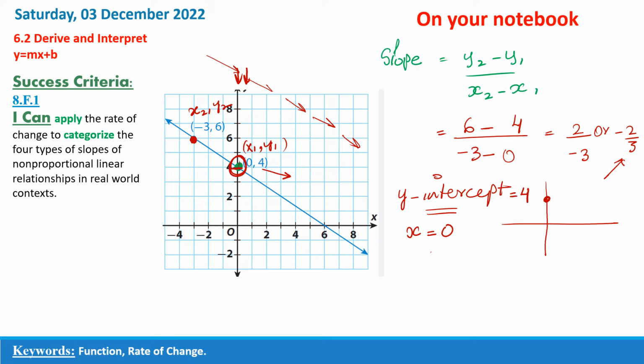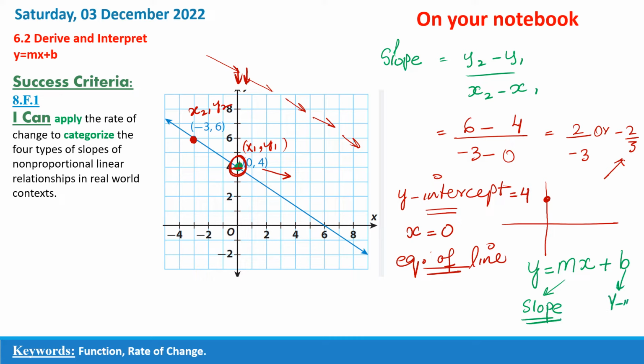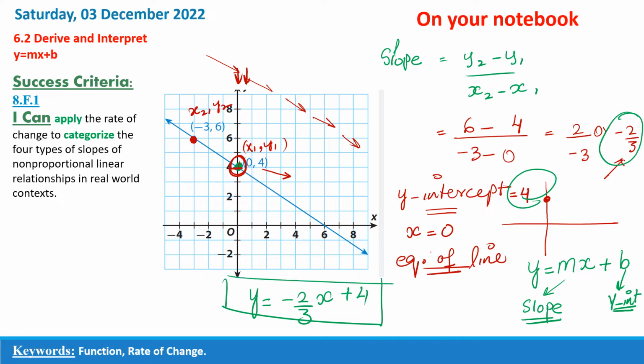Now you will study the equation of a line later on. But I am giving you a slight idea that the equation of a line can be written as y equals mx plus b. This is the formula you have to memorize, where m is the slope and b is the y-intercept. Now can you write the equation of the line by replacing m and b? In place of m, we will write negative 2 over 3 from here. Then write the x as it is. And in place of b, we will write plus 4. So this is how we write the equation of a line. And we will see many more examples in the next lesson.